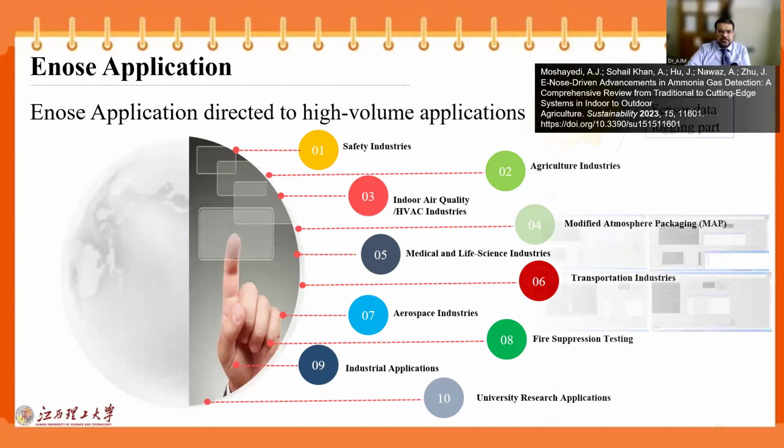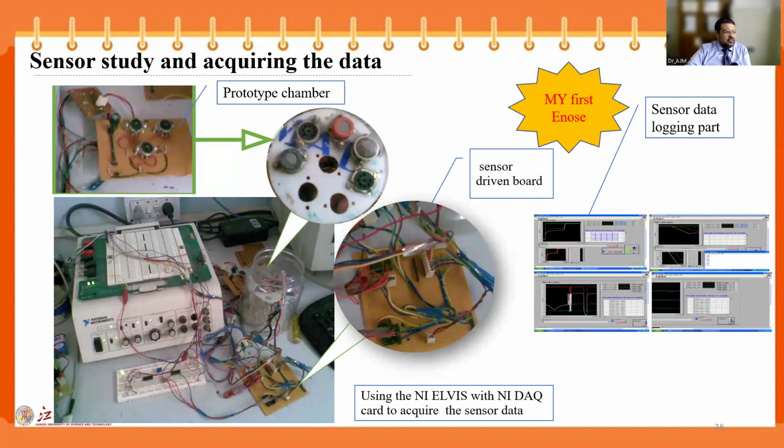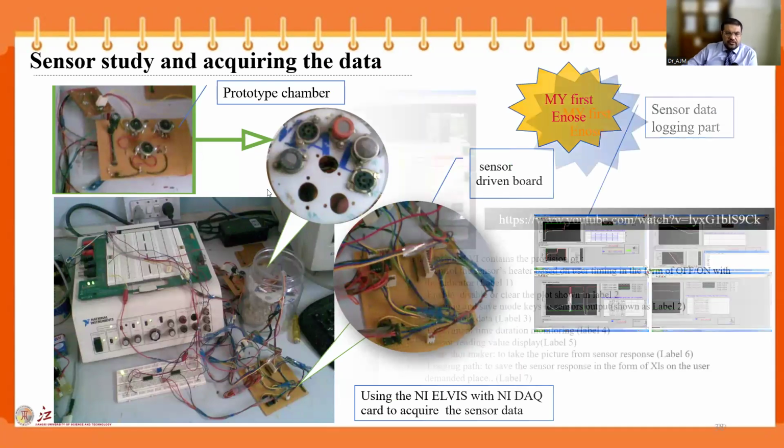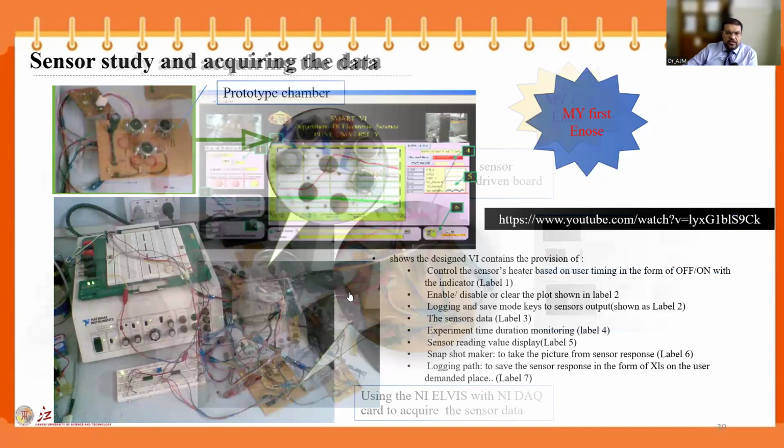This is my first INOs that I made in the year 2011. I made this first sensor. You will see that here I had 3 TGS sensors, and then I have some signal conditioning, and I use the NI DAQ card to save my sensor data. Then I had one GUI, in which I could record the response of my sensor.